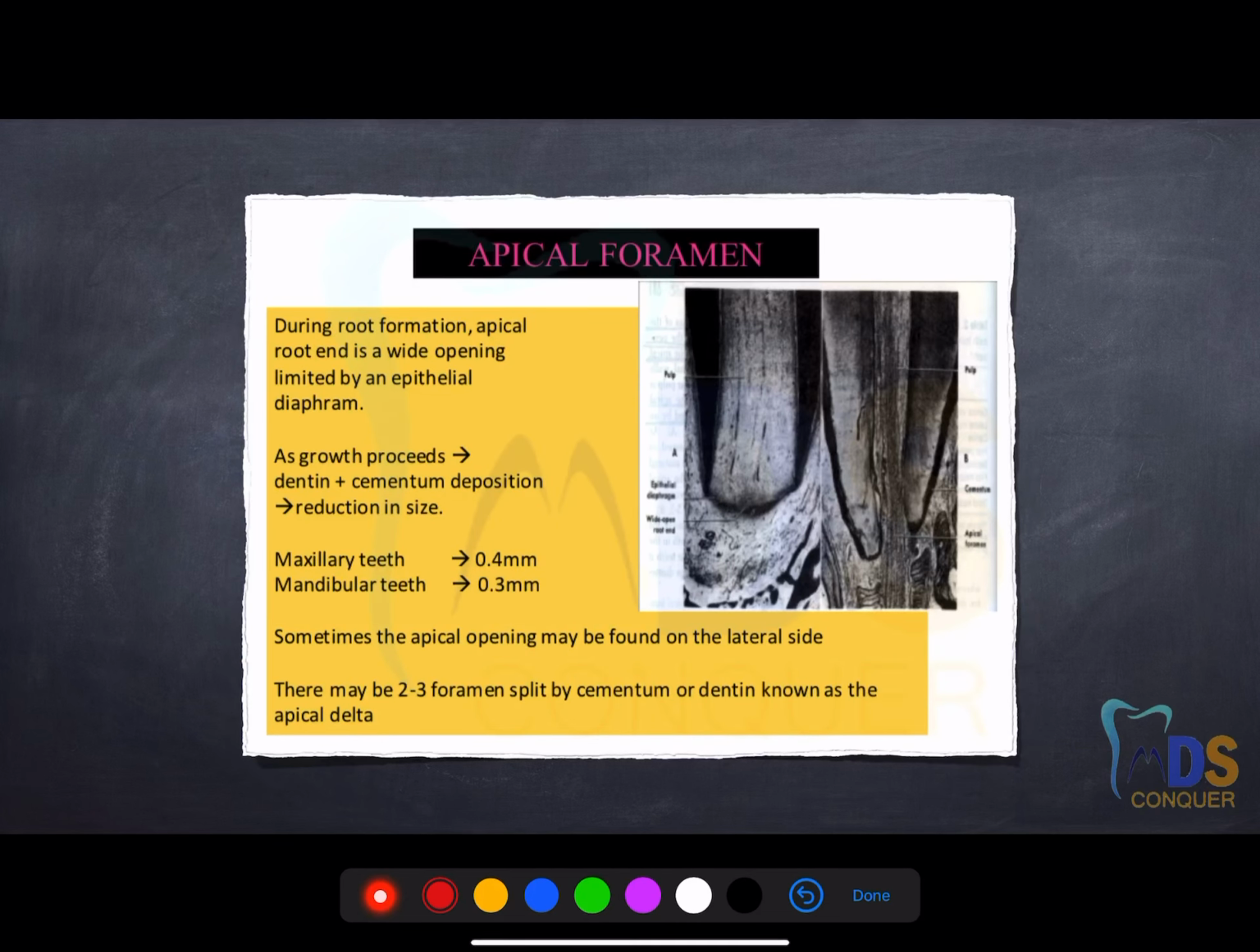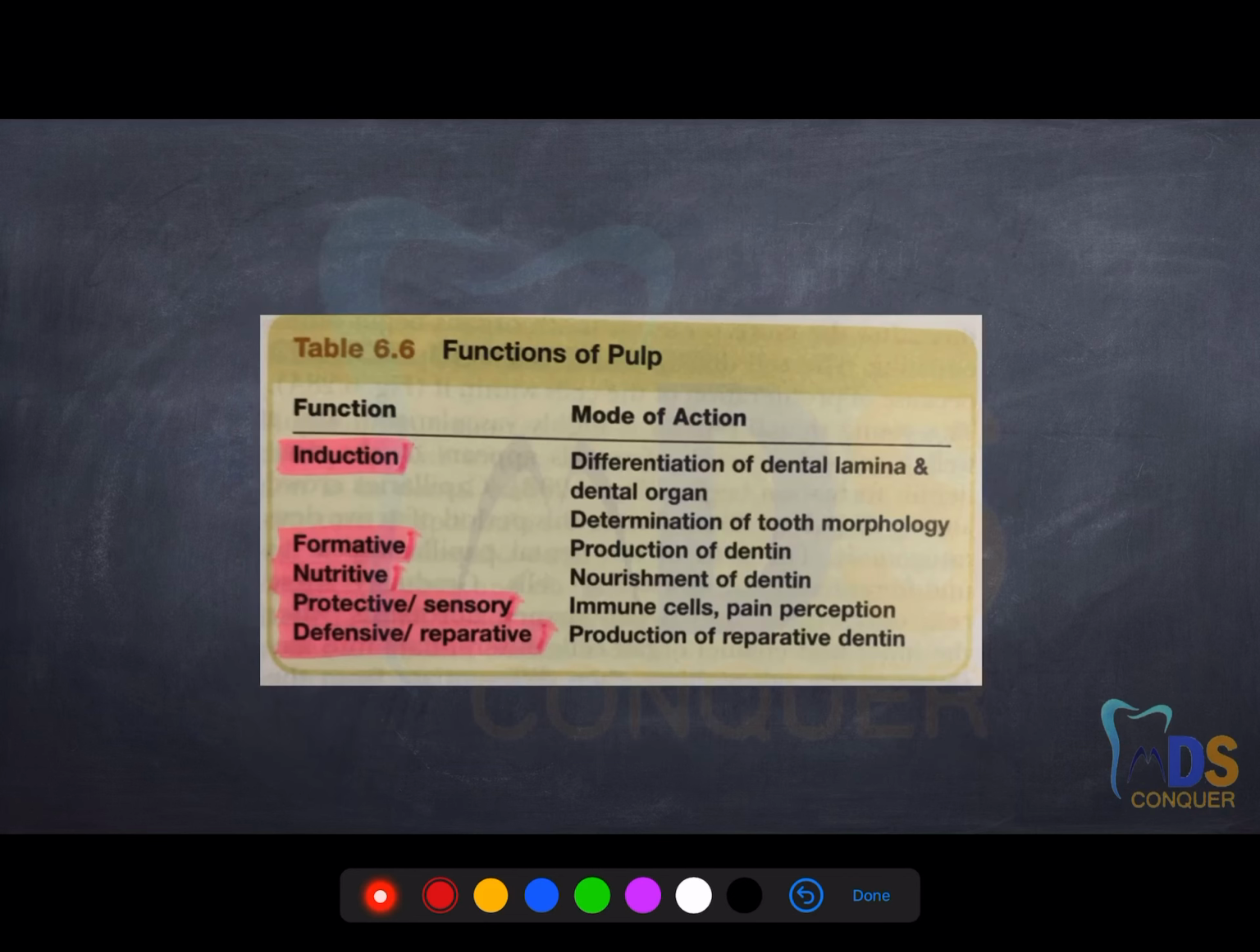Coming to the apical foramen, the main important thing is the apical foramen size. In the case of the maxilla it is 0.4 and in the mandible it is 0.3. Sometimes you have 2 to 3 split apical foramina; the entire area is called an apical delta. The functions of the pulp are inductive, formative, nutritive, protective sensory, and defensive reparative. The primary function of the pulp is formation of dentin. Formative function is the primary function of the pulp, which helps in the formation of dentin. The dentin is formed first, followed by the enamel. The first layer of dentin is formed by the pulp, so it is the most important step required in the formation of a dentition.